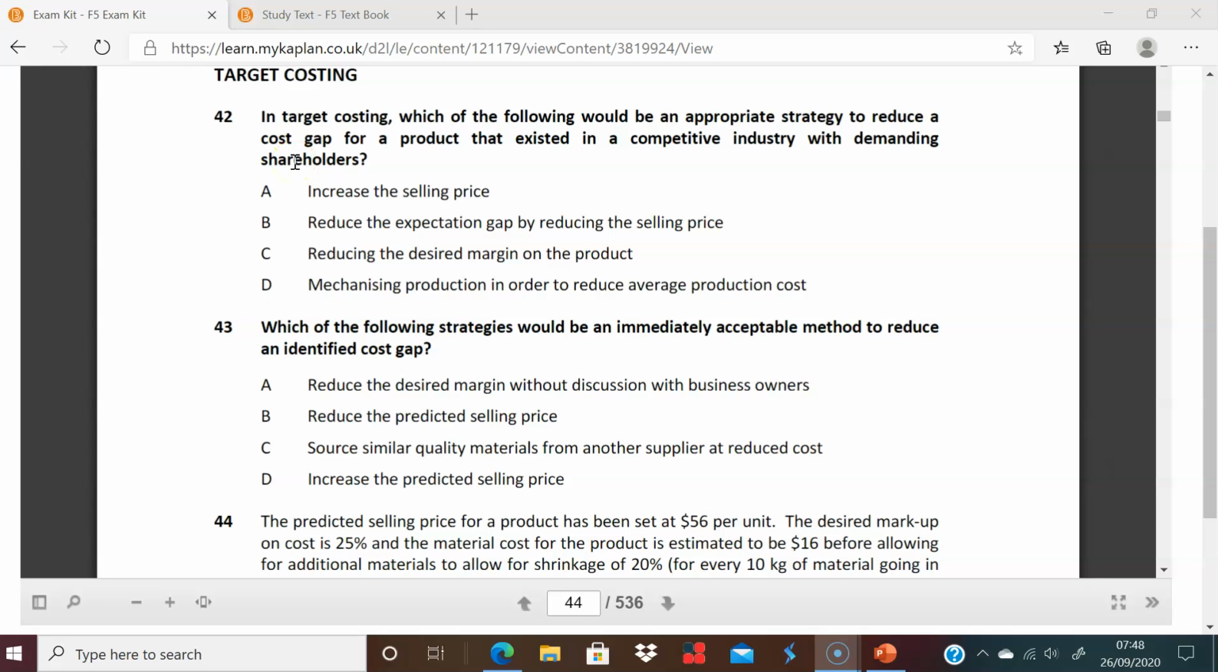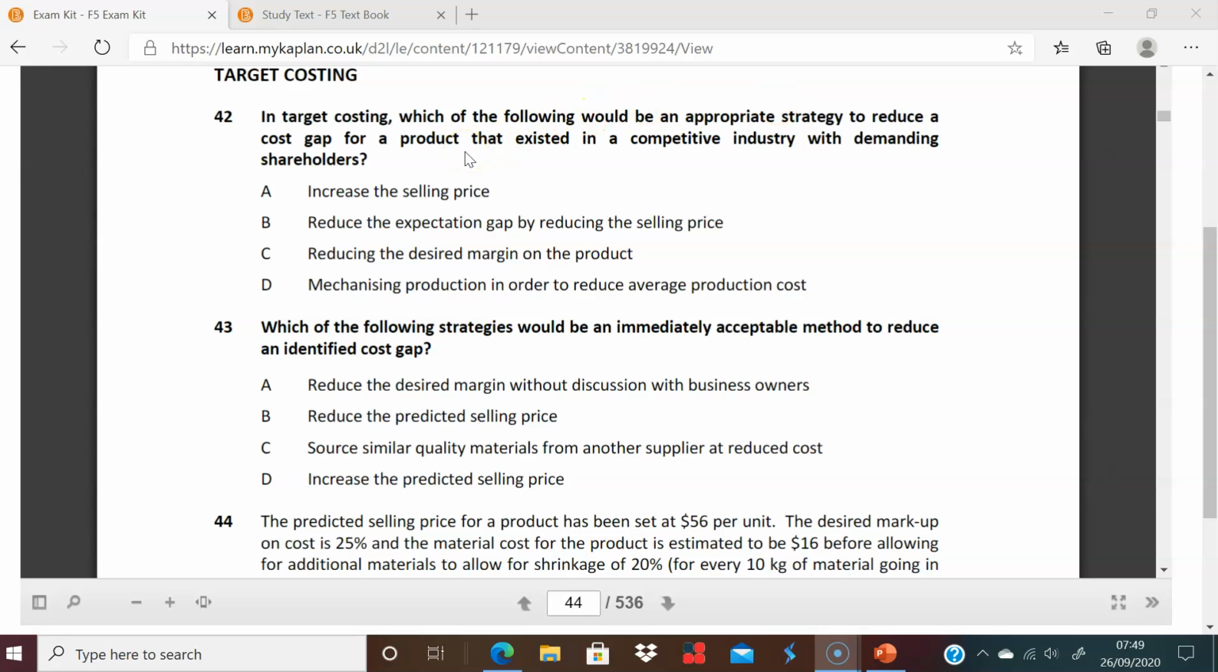All right, guys, so we're going to do question 42. In fact, we're going to do all the target costing questions. They're actually not too bad. Some theory questions and some calcs. So let's go. Let's look at it. In target costing, which of the following would be an appropriate strategy to reduce the cost gap?